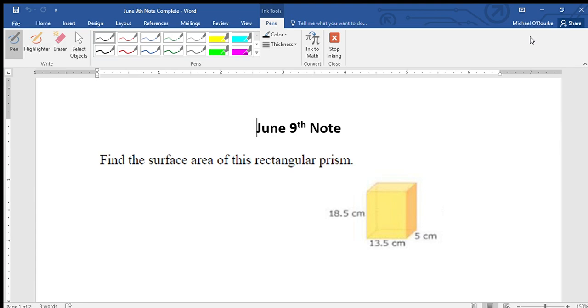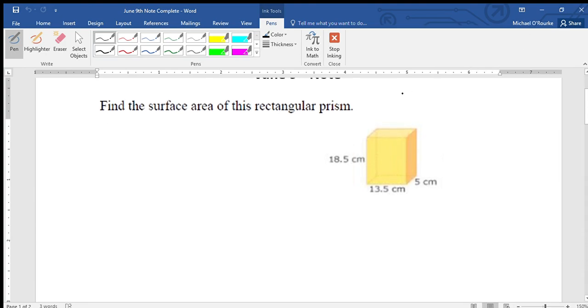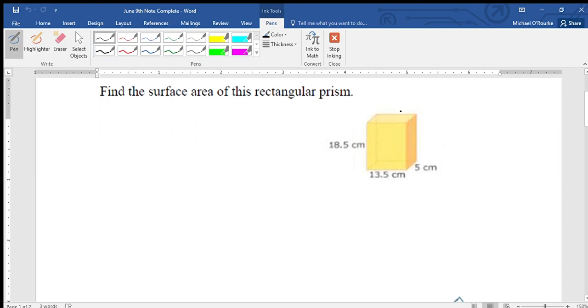So we're looking at surface area. Surface area is not the amount of room in it; it's the amount of room it takes to cover it. So, for lack of a better term, if this is a box, it's the amount of cardboard needed to make the box, not the amount of space in it.